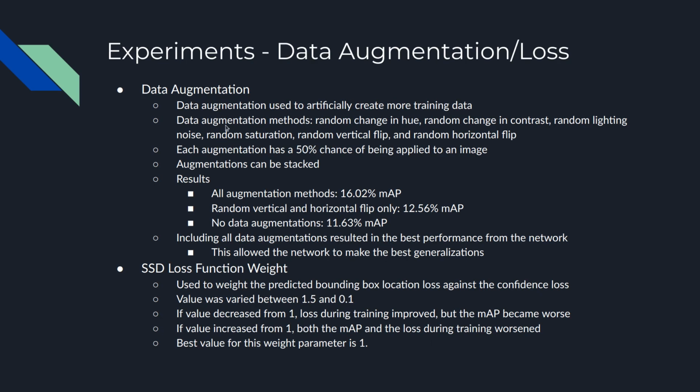Data augmentation, we used it to artificially create more training data. We used change in hue, contrast, random lighting, random saturation, and flipping the images. Each augmentation has a 50% chance of being applied, and they can be stacked. And we found that implementing all augmentation methods gave us the best performance.